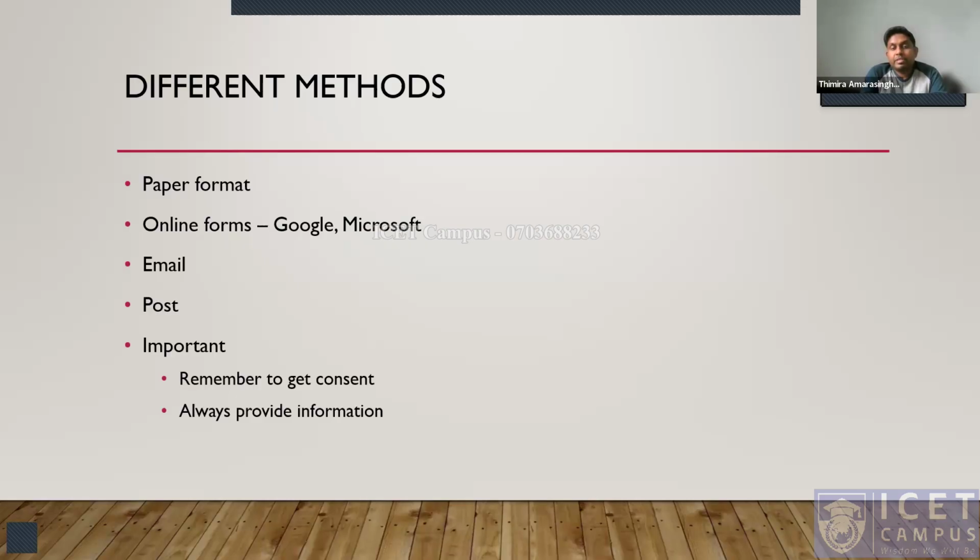The other thing is always provide information. I will show you an example information sheet. So these information sheets contain what is being done in the study, what are the risks, any compensations, what are the benefits, and it informs regarding the participants' right to withdraw. So these things can be included in the information sheet.